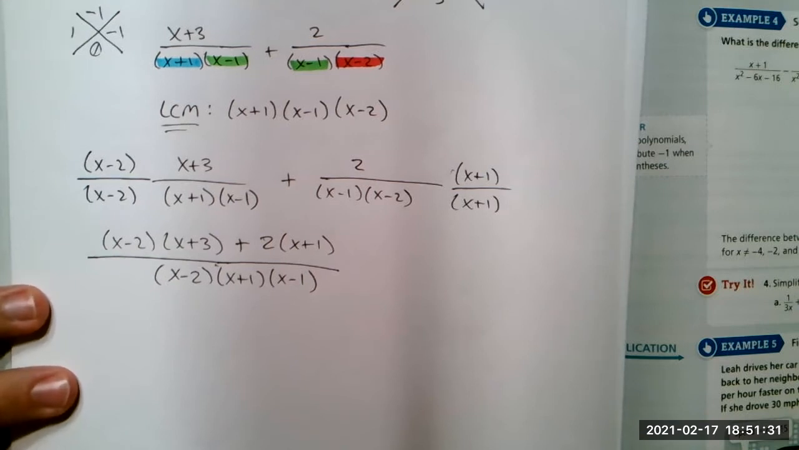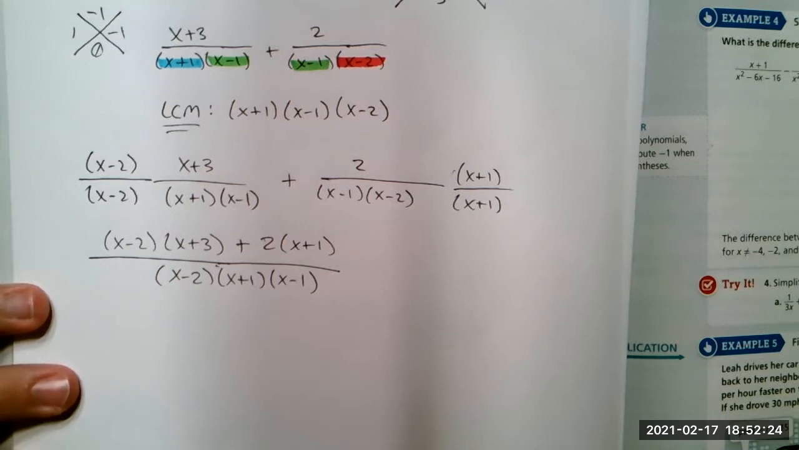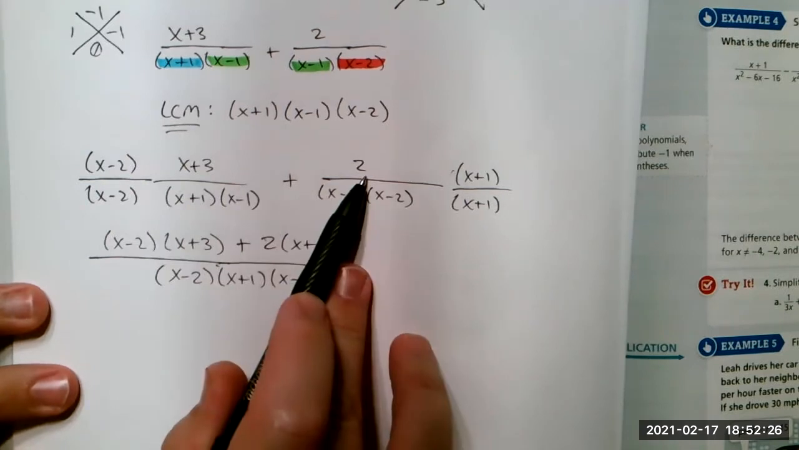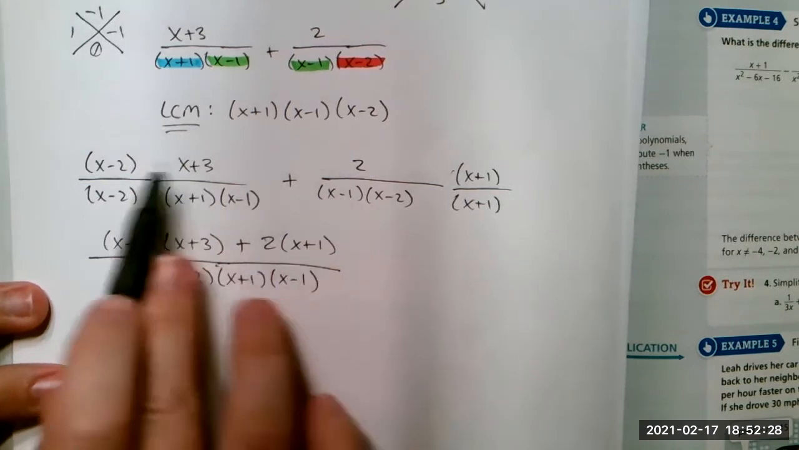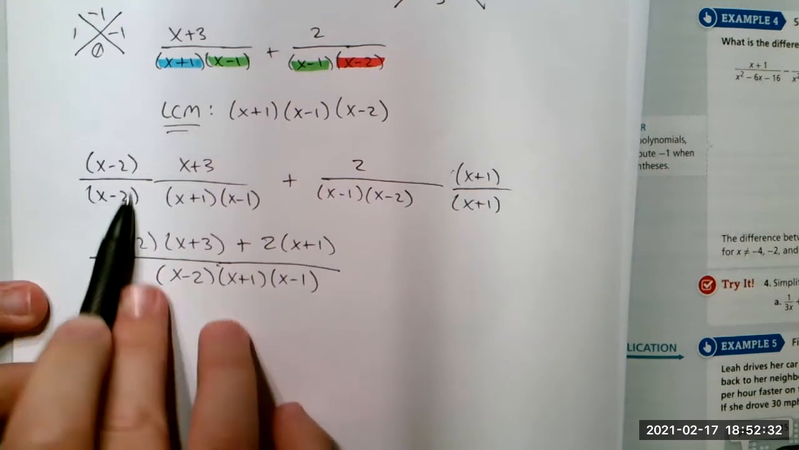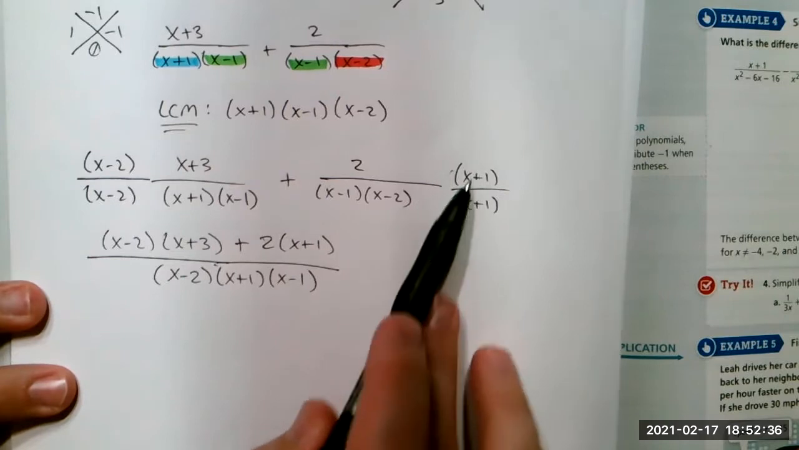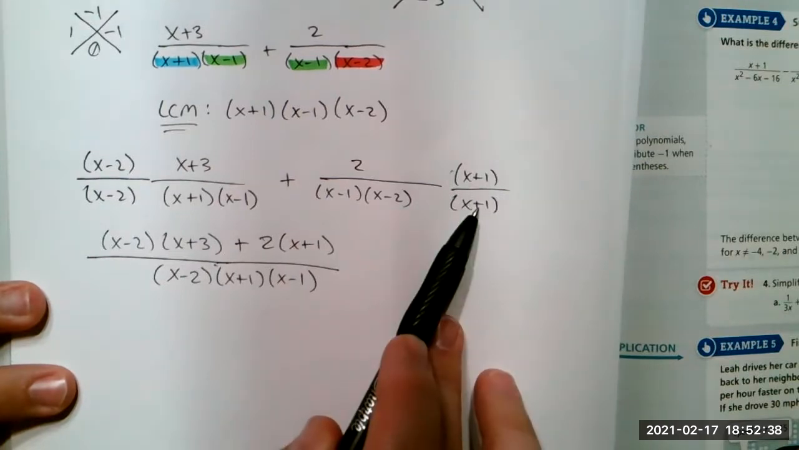In this case, let me look at this for a second. Okay, I think there's not really going to be a roundabout way of doing this. We're just going to have to push through and do some algebra. We started off with x plus 3 and 2 as my two denominators, but keep in mind we had to multiply x plus 3 times x minus 2 because we were missing that from my denominator. We had to multiply 2 times x plus 1 because we were missing that from the denominator.